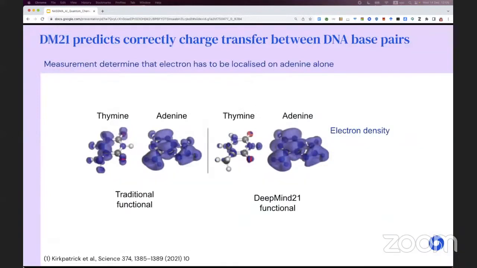Like the one I'm showing here, for example, this is a DNA base pair. And experimentally, it's known that when you have a movement of charge in this DNA base pair, the charge has to be localized on adenine. And charge here is in this purple color. So if you do this calculation with one of the traditional human-designed density functionals, the charge would be partially in adenine, but also partially in thymine. And that is part of the systematic errors that traditional functionals present. While if we do the same calculations with DM21, the charge is located only on adenine. So that is one of the examples of success stories that we have in our paper. And if you care about them, you can just read the paper, but this is one of the nice examples.